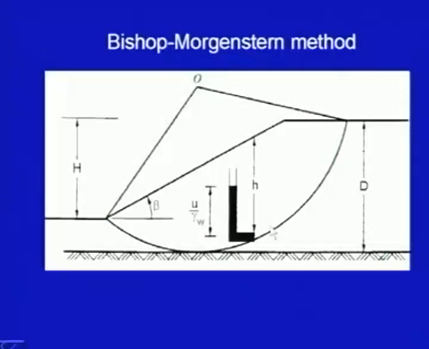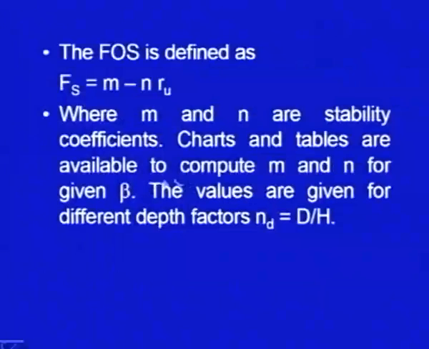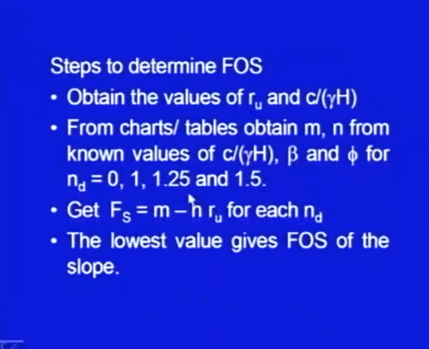N d is equal to d upon h. So, this is t, this is h. So, for different these factors, these values are given. Here are the steps: obtain the value of R u and C upon gamma h.